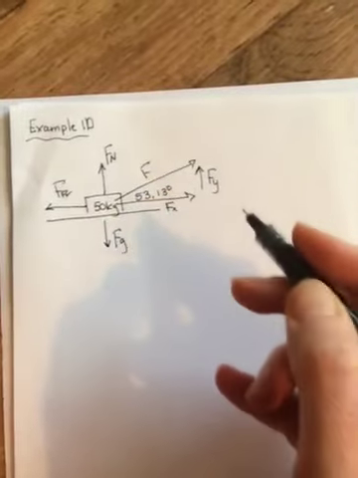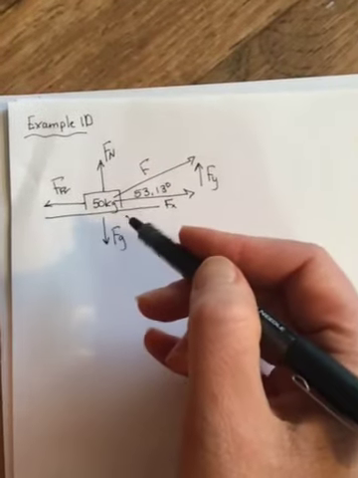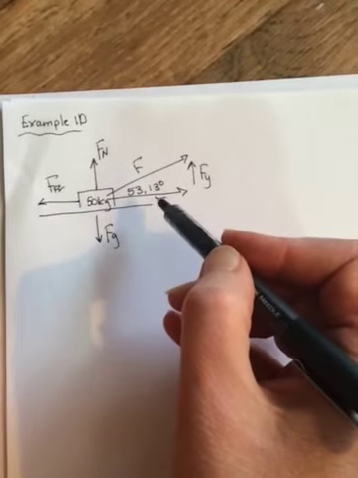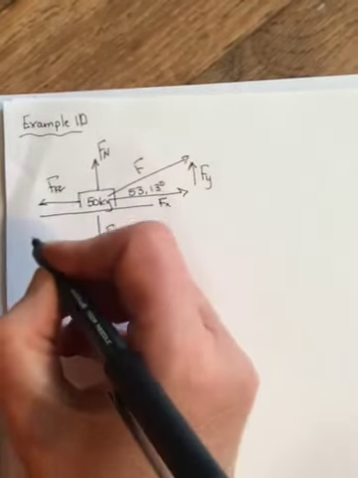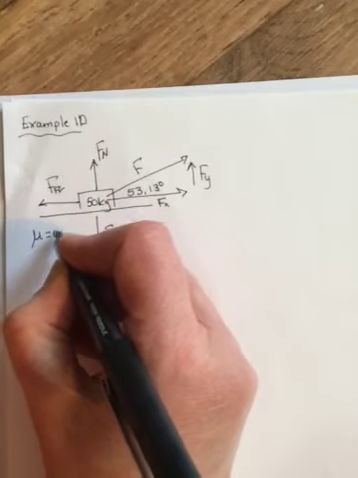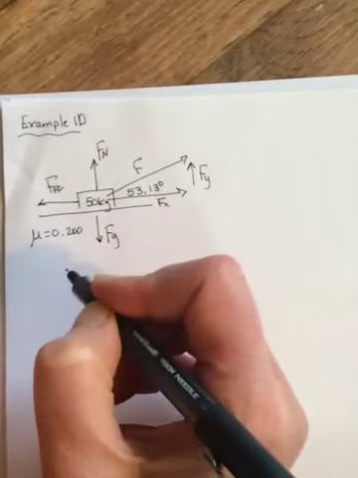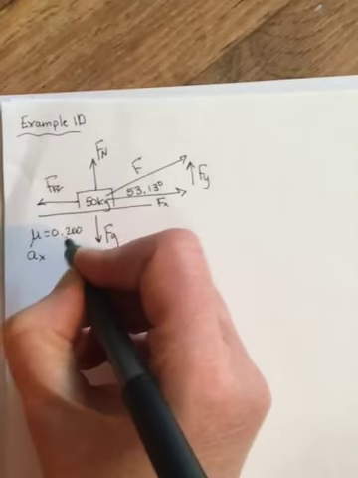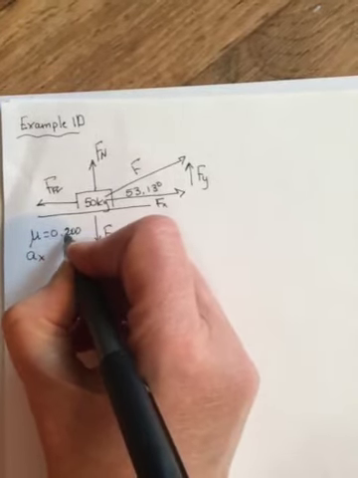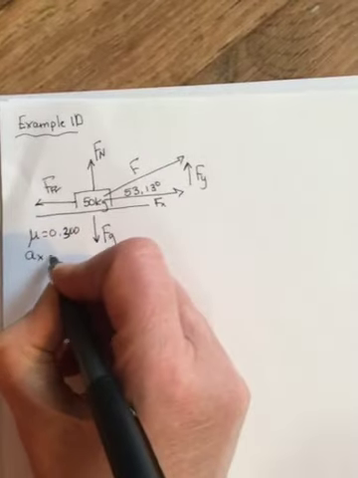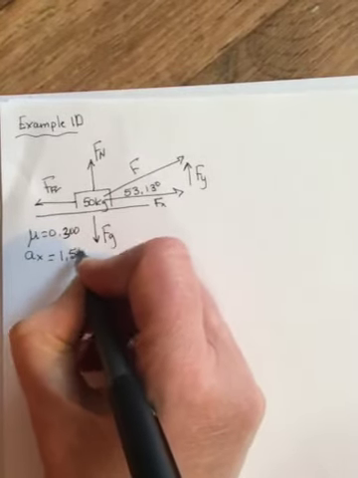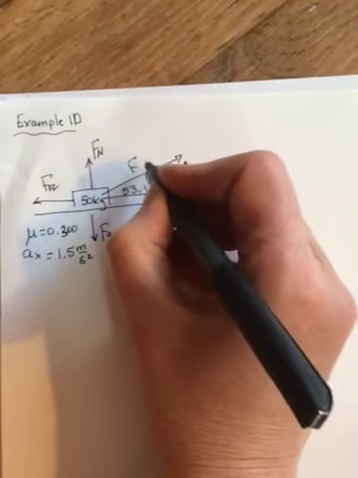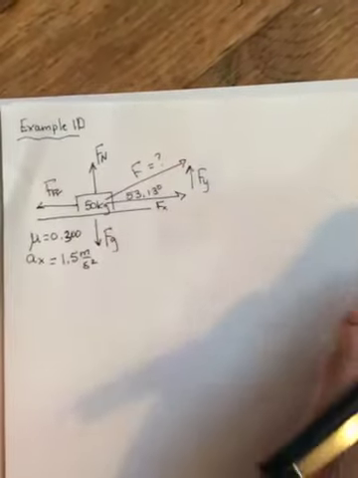Okay, and so the question would go something like: a toboggan, of mass 50 kilograms, is being pulled by a force acting upward at an angle of 53.13 degrees. If the coefficient of friction is 0.3, and the toboggan accelerates at a rate of 1.5 meters per second squared, what must be the force that you're pulling with?